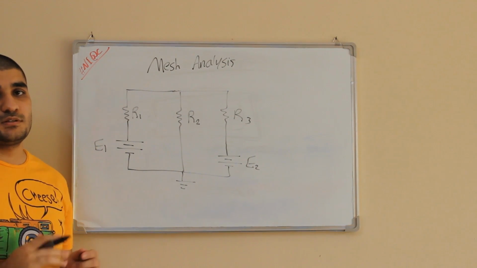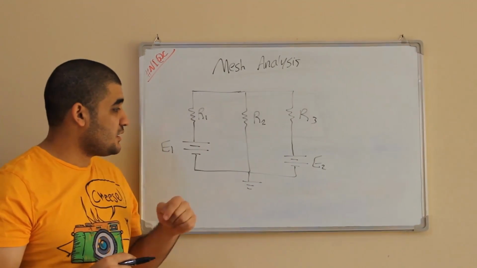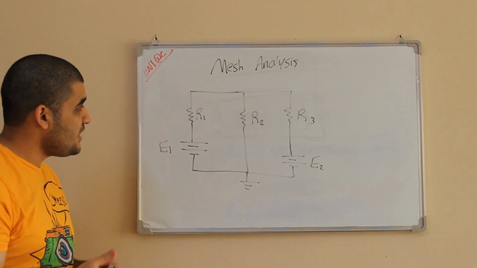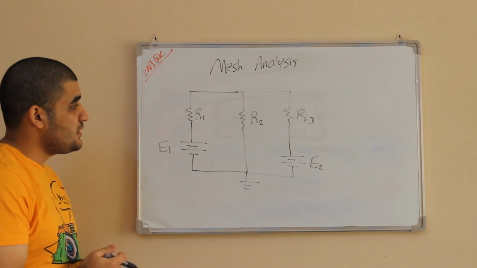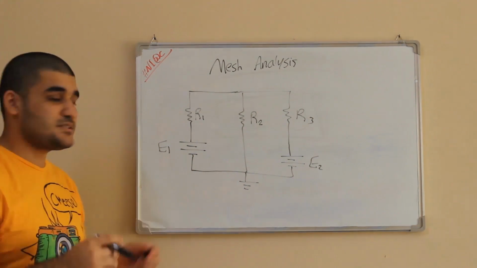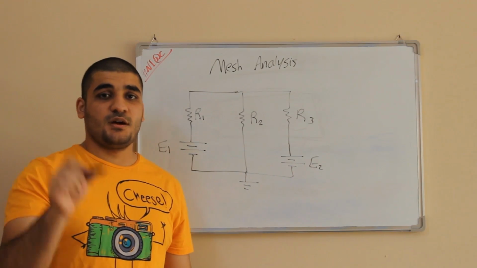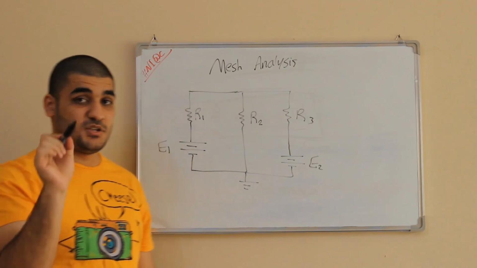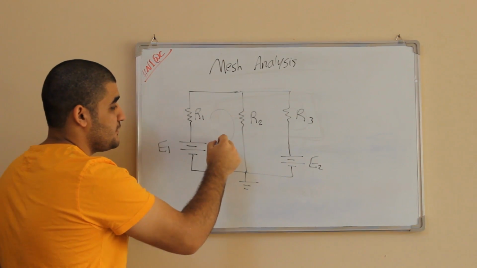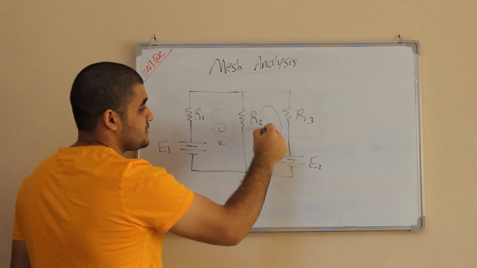First of all, I look at this circuit and think, how am I gonna solve it? I have resistors, I have voltage sources, and everything seems not very complex. So we will start. First of all, you have to determine your meshes. Remember, a mesh is just one loop. So this is my first mesh. This is my second mesh.